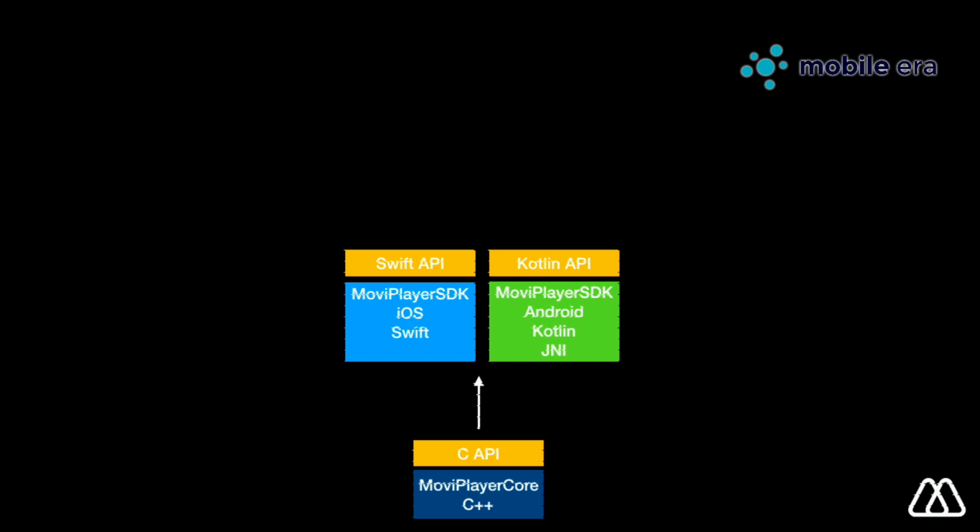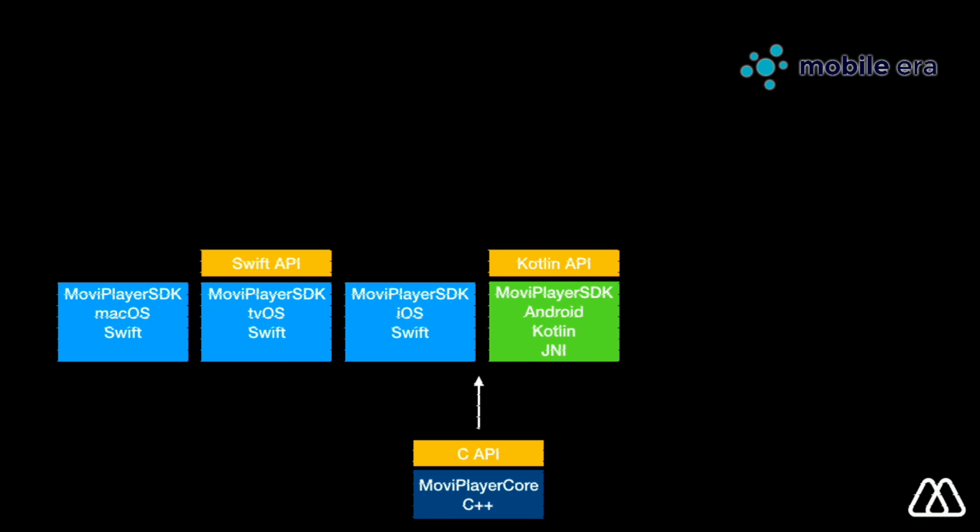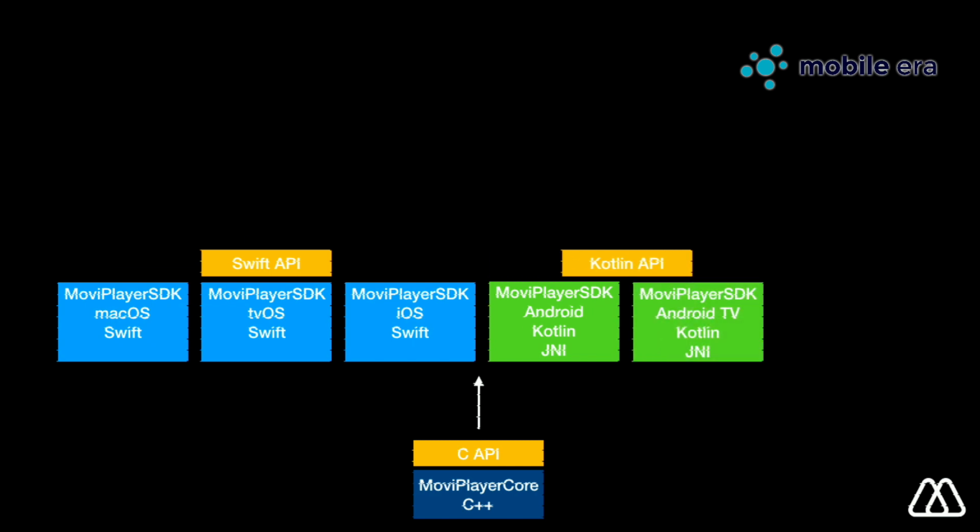What this meant is that we were able to target a lot more platforms really quickly. Basically, we had a base Swift SDK now, so it's really easy to extend this to all the Apple platforms. And then again, our Android devs thought, yeah, we could do the same thing. So we got Android TV support.